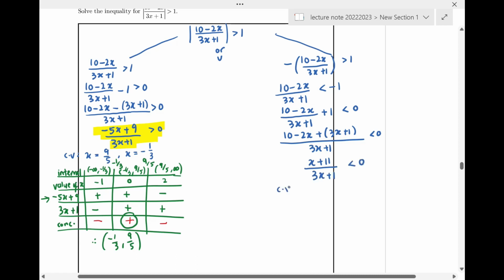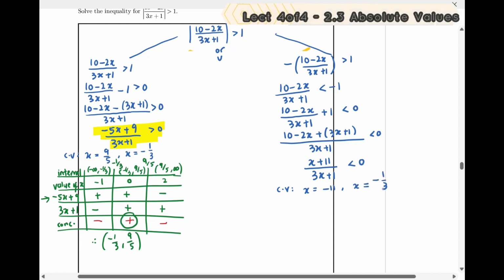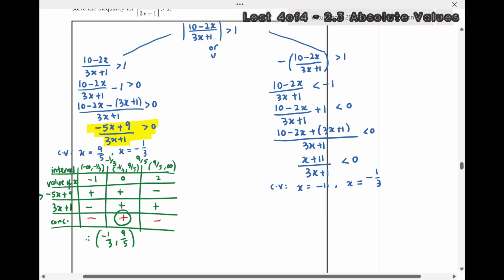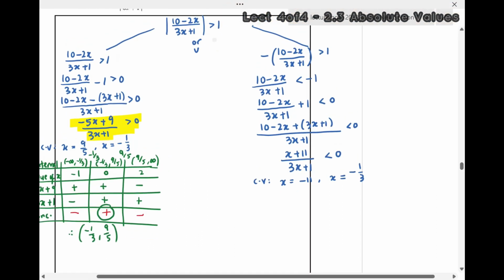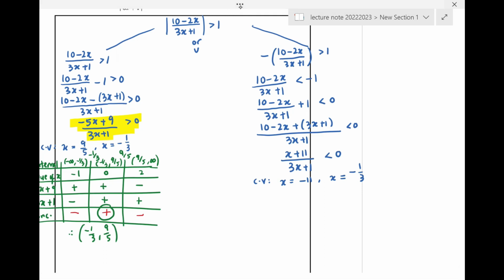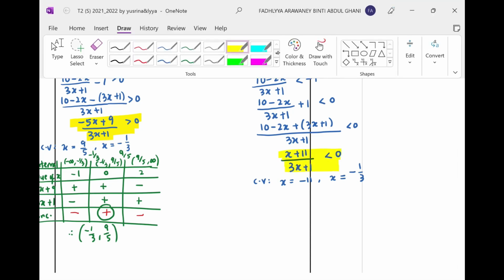We have the critical values, which are x equals minus 11 and also x equals minus 1 over 3. So I promised you just now, for the second part, we are going to use sline. Okay, so sline, how to use it. But before that, highlight first. Okay, we want the negative, less than 0, meaning that we want the negative ones. Okay, so sline.